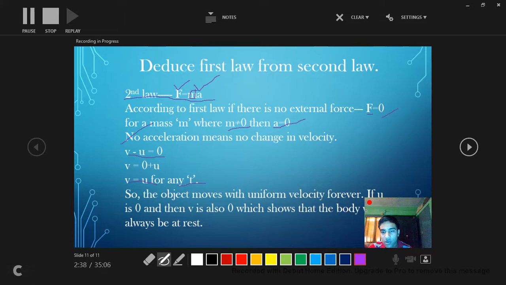So if v is equal to u, and u is equal to 0, then v is 0. So whatever will be the time, the object will move with uniform velocity or continue its state of rest. This is the deducing.